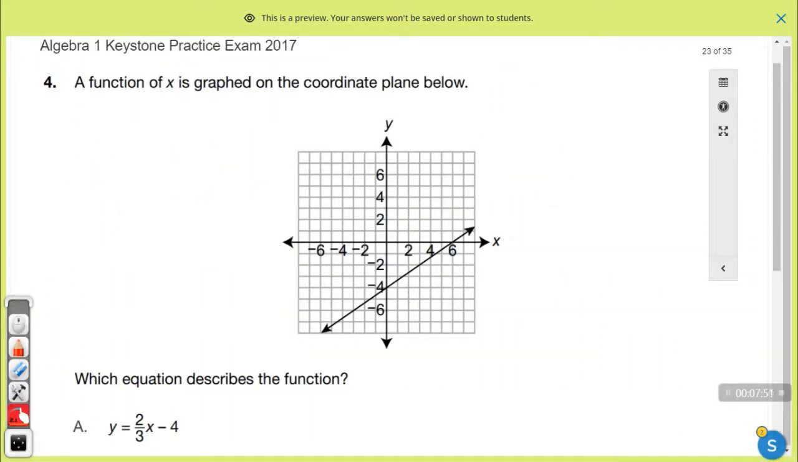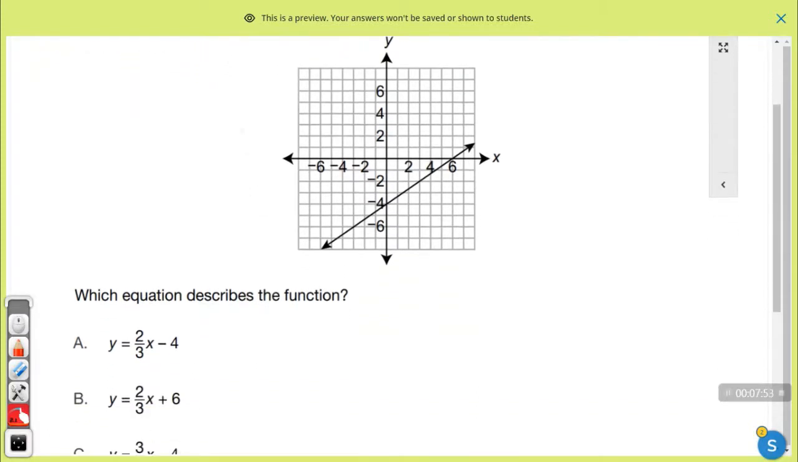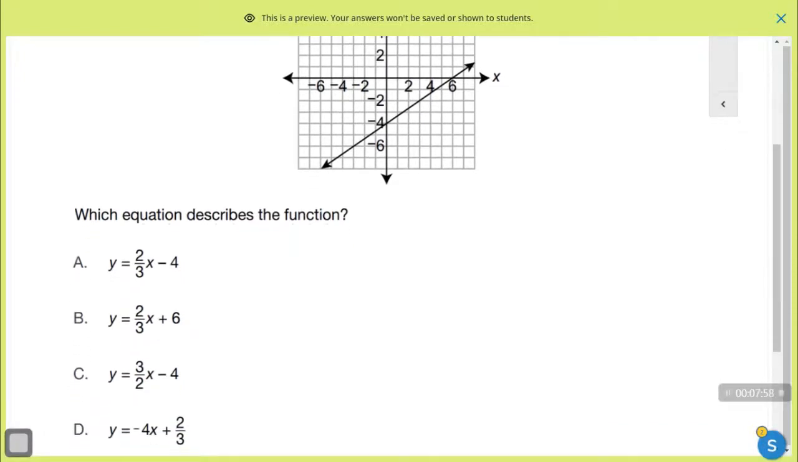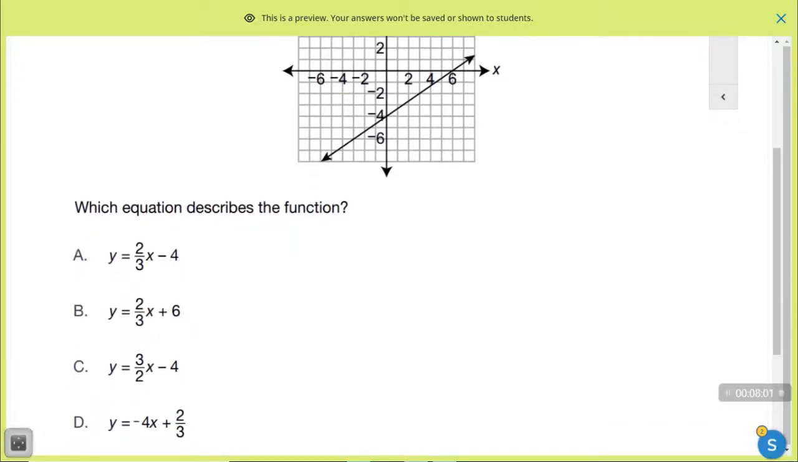All right, next question. A function of x is graphed on the coordinate plane below. Which equation describes the function? I'm going to slide down so I can see all my options and my graph there. If I want to find the equation, there's two things I want to focus on, y equals mx plus b, and I'd encourage you to write your own equation first. I'm going to jump in right away to my y-intercept because I can see it. I know it's going to be something times x minus 4. That means this one's out, this one's out.